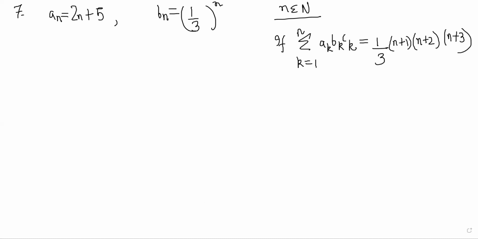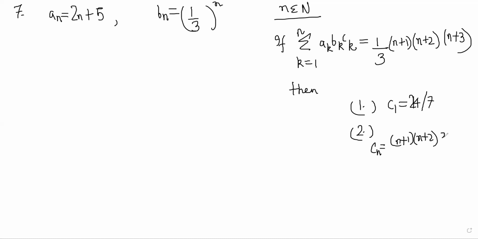Okay, this is said. Then you have to find stuff about c_n, right? Then the options are telling us: one is c_1 is equal to 1. No, c_1 is 24 by 7. c_n is this: c_n is equal to (n plus 1)(n plus 2) 3 power n by (2n plus 5). This is for all n greater than or equal to 2.